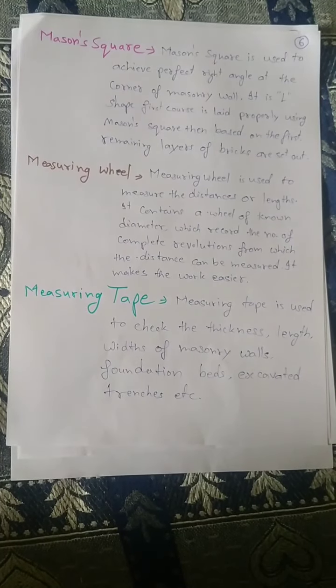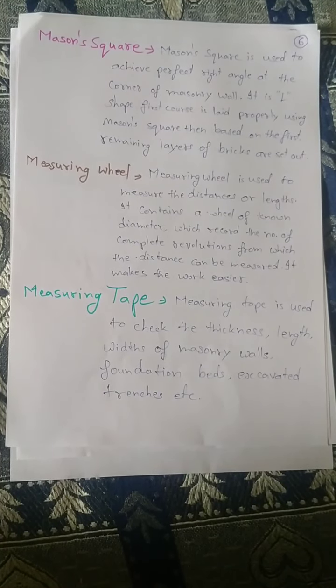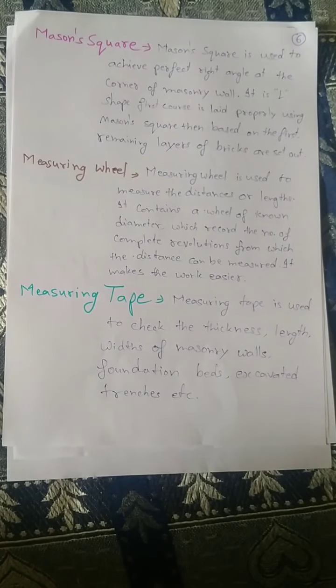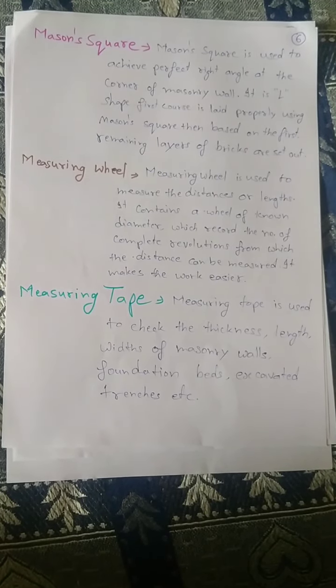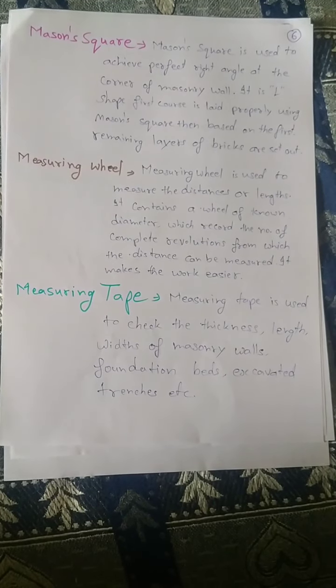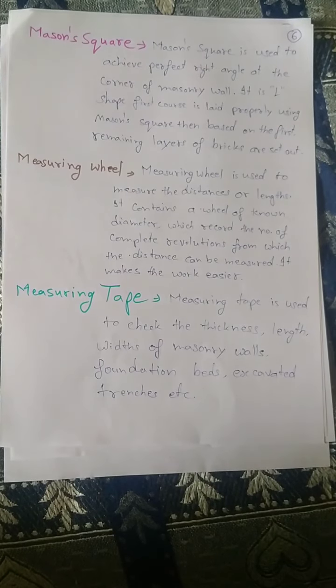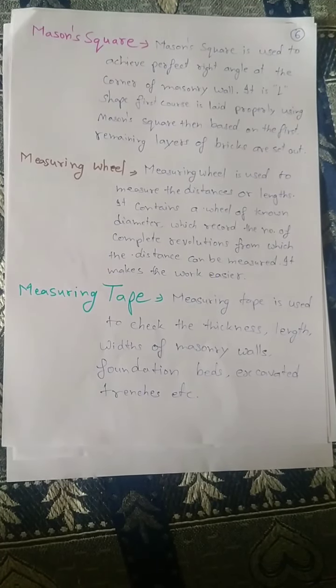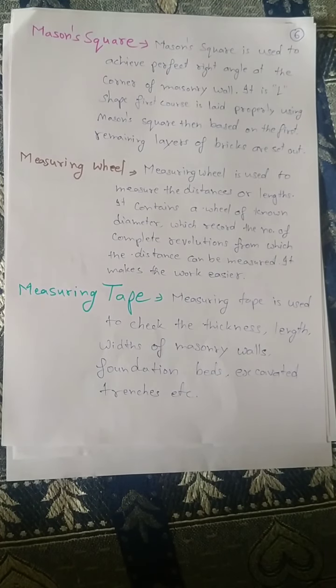Mason square. Mason square is used to achieve perfect right angle at the corner of masonry wall. It is L-shaped. First course is laid properly using mason square. Then, based on the first course, the remaining layers of bricks are set out.